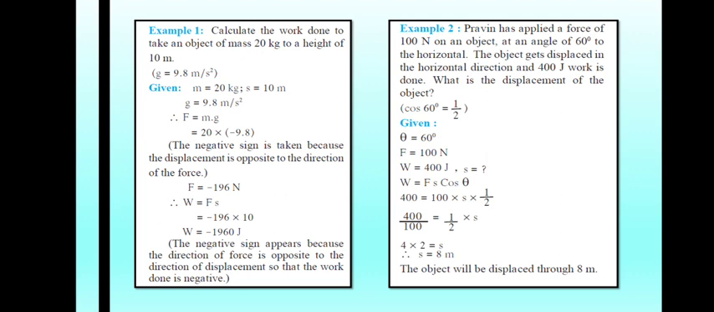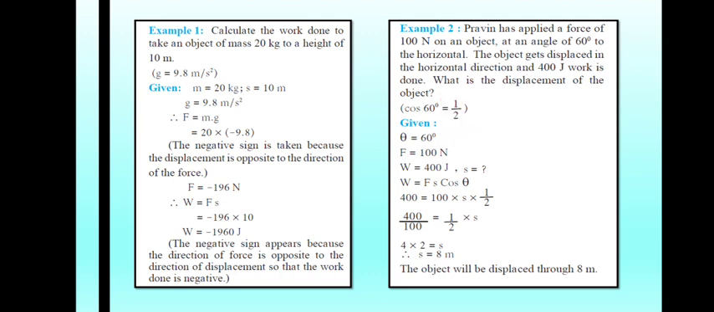Now second example. Praveen has applied a force of 100 Newton at an angle of 60 degree to the horizontal. So it becomes cos 60 degree. Followed? Now value of cos 60 degree is 1/2. The object gets displaced in the horizontal direction and 400 joule work is done. So how much work is done? It is given. What we have to find out is displacement.